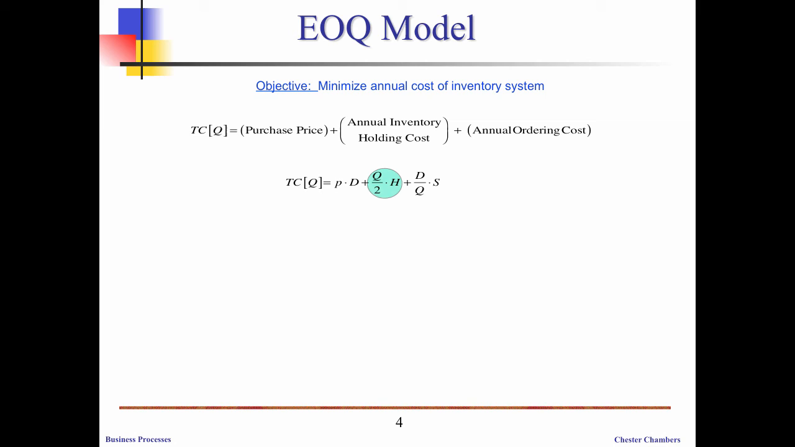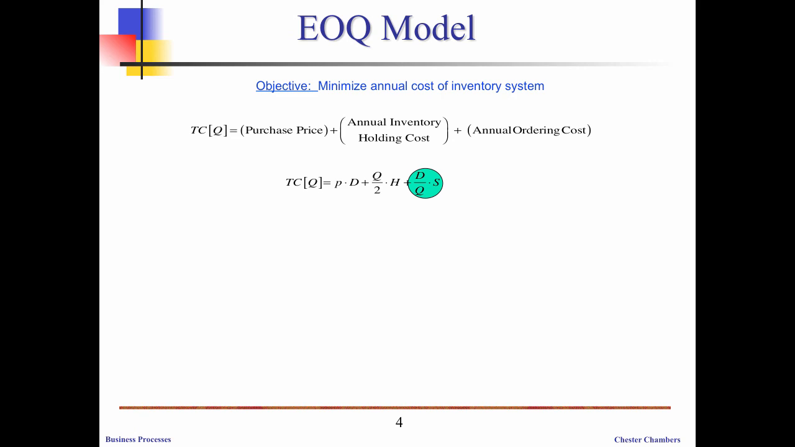The holding cost can be written as the average inventory level times the cost to hold 1 unit in inventory for a year. This is Q over 2 times H. Also, if annual demand is D, we place orders of size Q, and we pay a price of S each time an order is placed. We get ordering cost of D over Q times S.